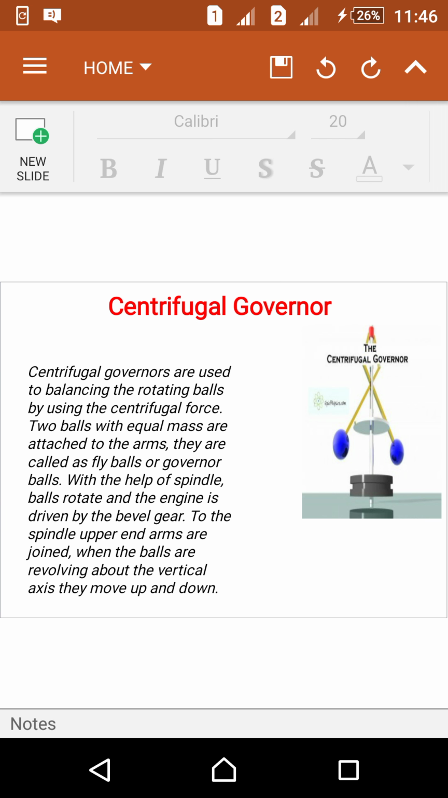Next, with the help of the spindle, the balls rotate and the engine is driven by the bevel gear. This spindle helps to rotate the balls. The spindle upper and arms are joined, so when the balls are revolving about the axis, they move up and down.